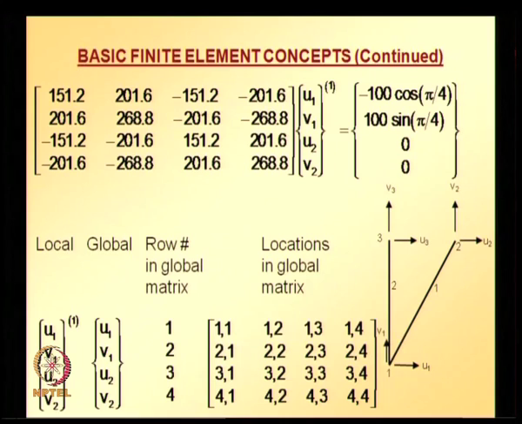Please note that in the local coordinate system, the degrees of freedom or the displacement vector u1 v1 u2 v2 corresponding to element 1 is same as global u1, global v1, global u2, global v2, and the row number and column number in the global matrix are nothing but 1, 2, 3, 4. So the locations into which the contribution from element 1 equations goes into the global equation system is given by the locations in the global matrix given in this slide.